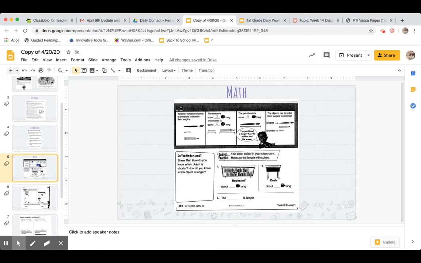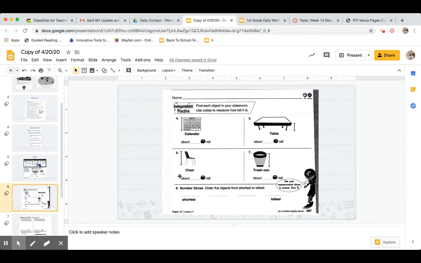So for numbers 1 and 2, you're going to be measuring a bookshelf and a desk and seeing how many cubes long it is. And then you're going to say which object is longer, the bookshelf or the desk, after you measure it with the cubes. Okay? Same thing with your independent practice.